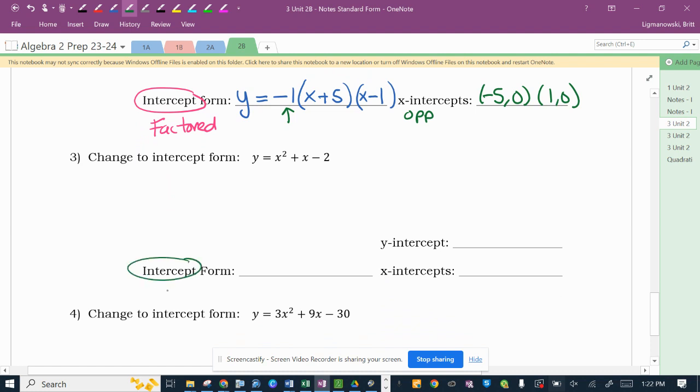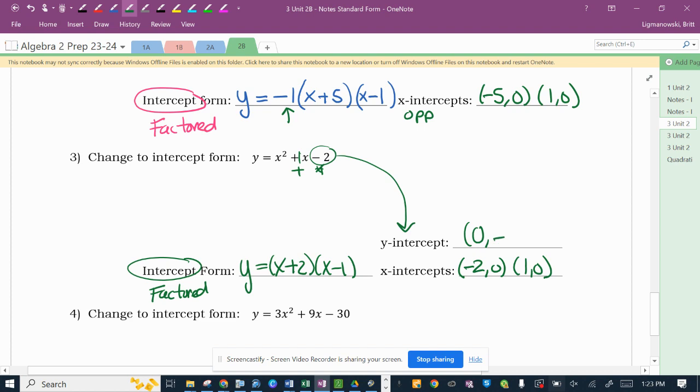Okay, so again, intercept form, think factored form. So multiplies and adds. So y equals +2 and -1, because that would multiply to -2 and add to +1. My x-intercepts would be -2 and +1. And my y-intercept would be my c value, so 0, -2.